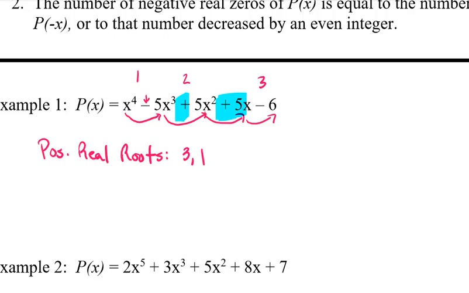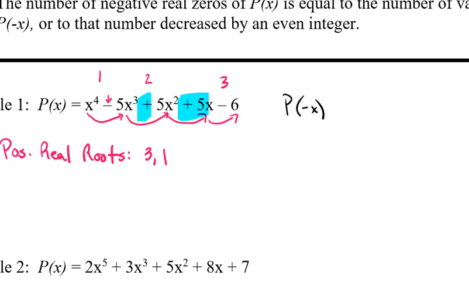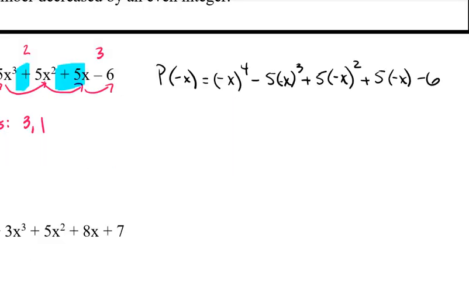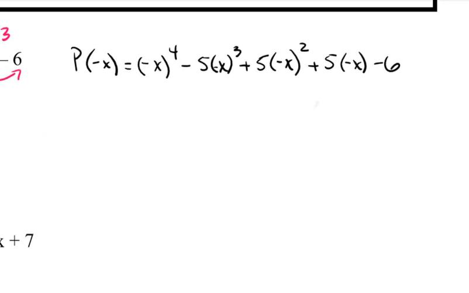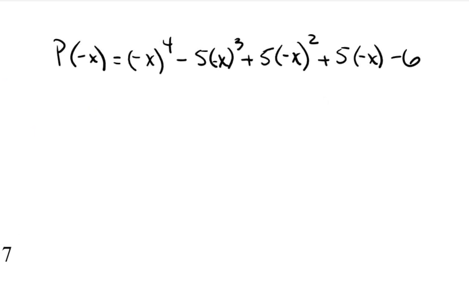Now when I go to analyze how many negative real roots there are, what I have to do is take the function I was given, p of x, and replace all the x's with negative x. This is going to be a real generic formula. So every single x gets replaced with negative x, and we have negative x to the 4th power here. Now when you analyze this to see what the result is going to be, anything with an even degree, like negative x to the 4th power or negative x squared, the sign of the result is always going to be positive.